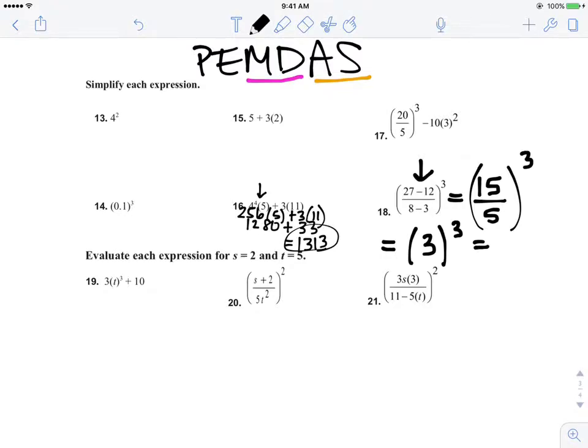Now we have 3 to the 3rd. We can't do anything else in the parentheses, so now it's time to move on to the exponents, and 3 to the 3rd is 27. So our final answer is 27.